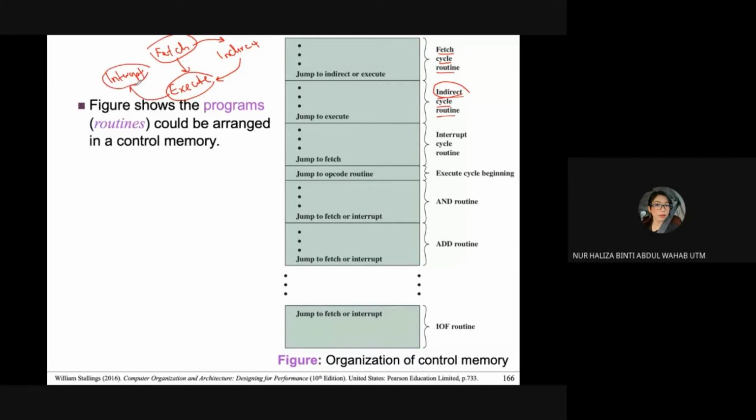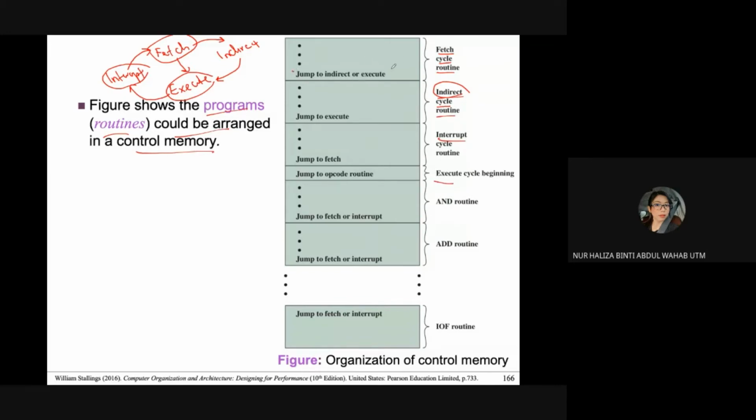But you can also go directly from fetch to execute, and after execute, you can also have the interrupt. Maybe your computer is having low battery, you stop, or maybe you type Control C in your computer, it can also interrupt, and it will loop until the end of your source code. So the figure shows how the program routines could be arranged in your control memory. So you have fetch, indirect, interrupt, execute, all these are routines.